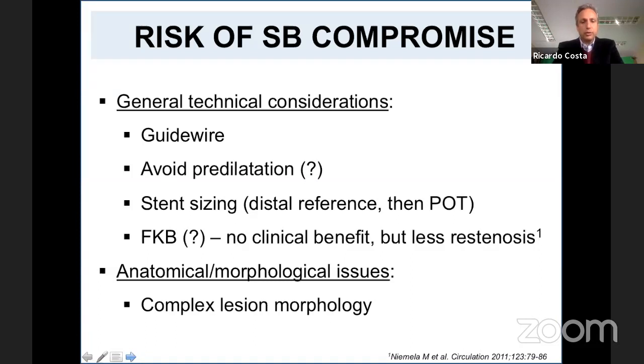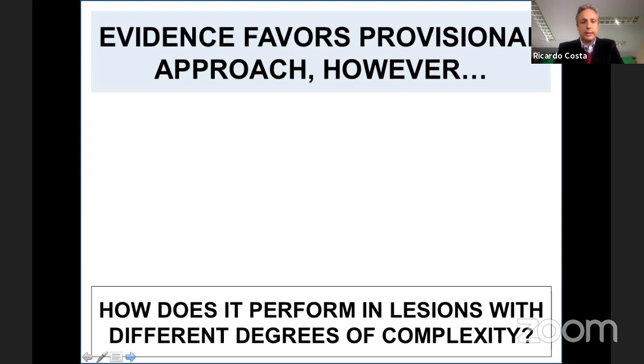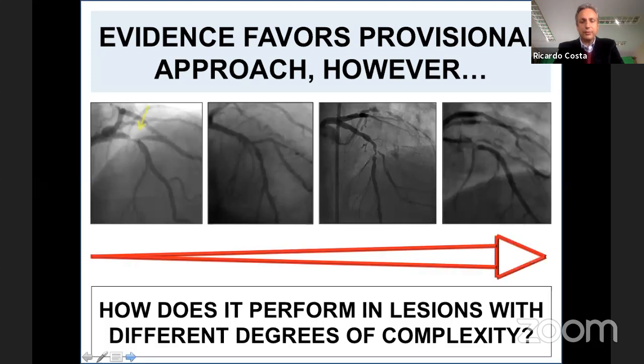And we should always have in mind the anatomical and morphological aspects of the complexity of the bifurcation to plan the procedure. So the evidence favors the provisional approach. Everybody knows that. So how does it perform in lesions with different degrees of complexity? That's the big question. So here we have some different degrees of bifurcation lesion complexity.